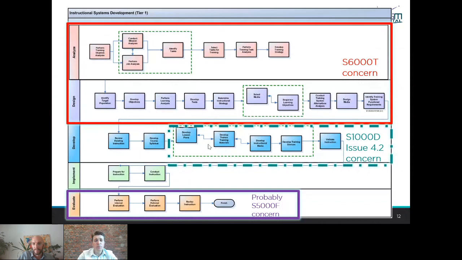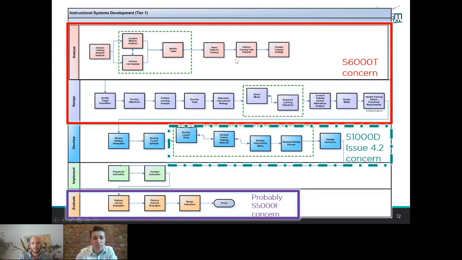Let's make a focus on the S6000T. As I explained previously, the S6000T will only concern the analysis and design phase. As Christophe explained to us, the S6000T collects data from other S series, like for example S1000D and S3000L. So that will be the data entry.